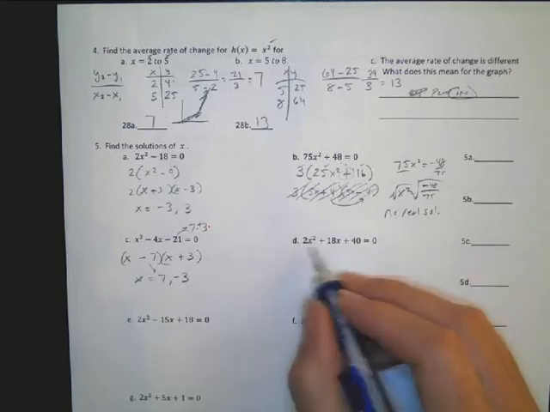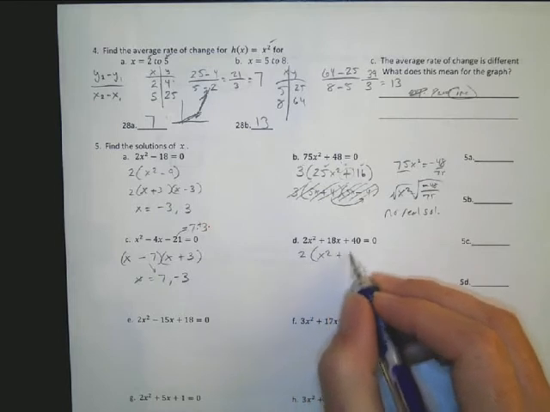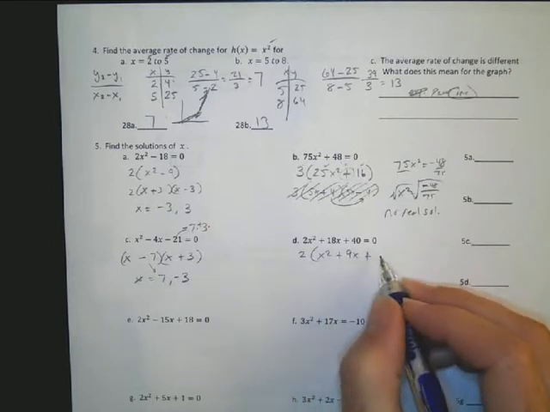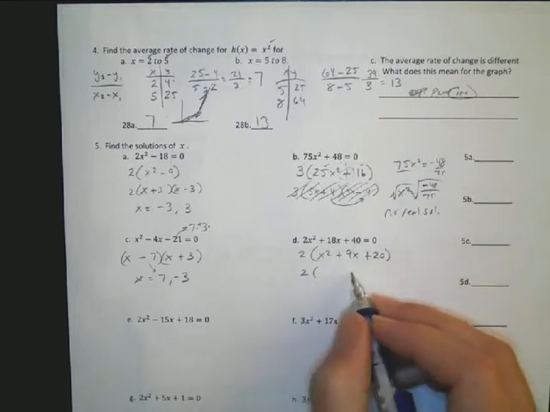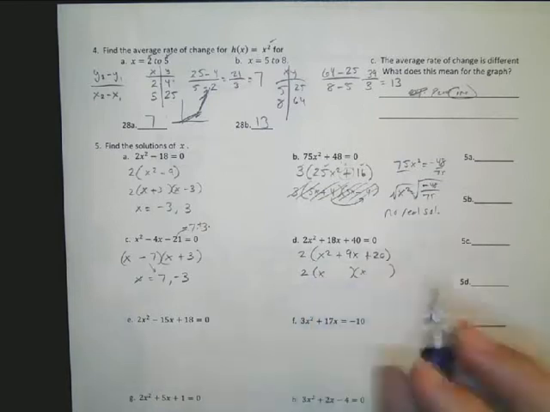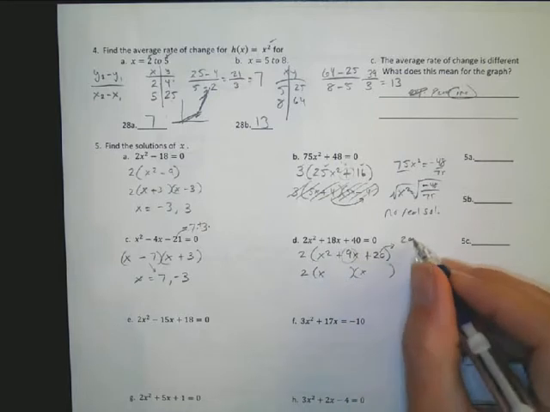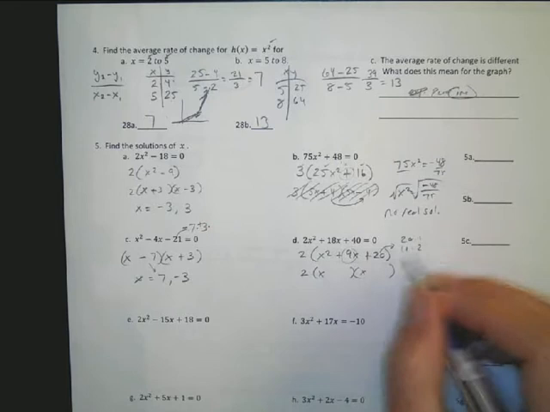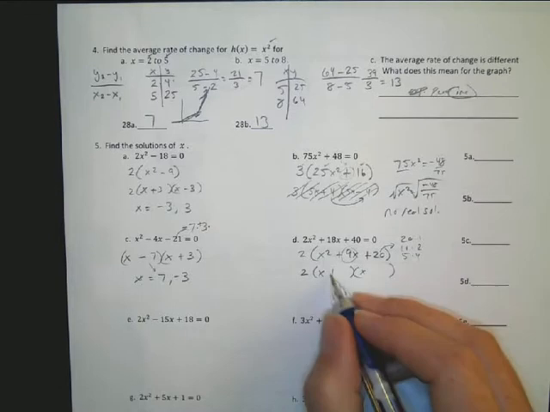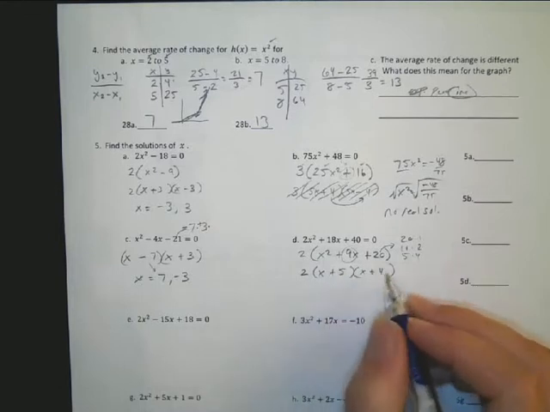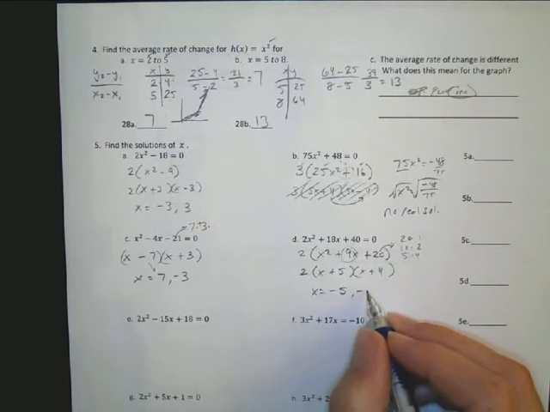For my next one, I'm going to factor out a 2 to begin with. All right, and I have x squared plus 9x plus 20 there. And I'm going to factor that again. I have an x and an x. Again, what can I multiply together to get 20 and then add and subtract to get 9? I could do 20 times 1. That won't get me 9. 10 times 2. That won't get me 9. 5 times 4. I can definitely add those and get 9. So I'm going to add a 5 and add a 4 in order to make that work. My solutions are definitely going to be negative 5 and negative 4.